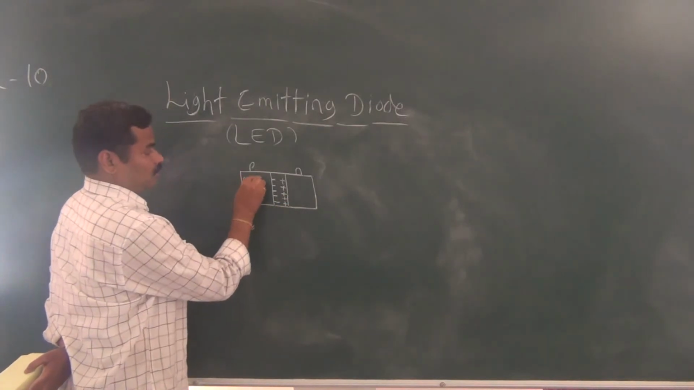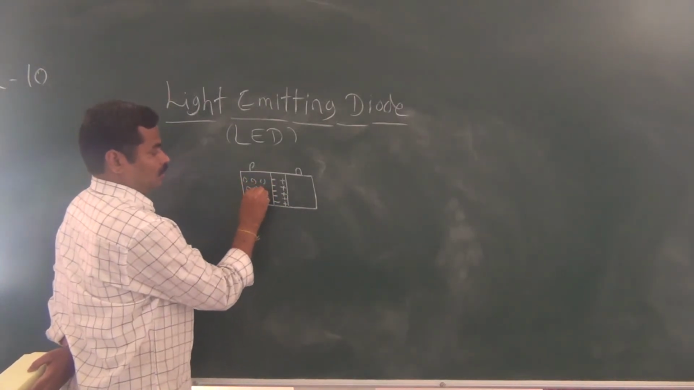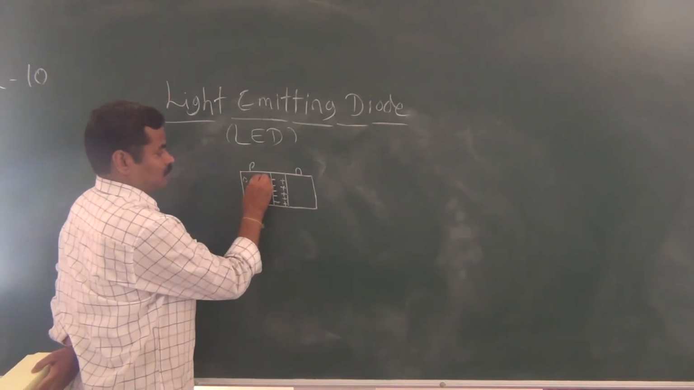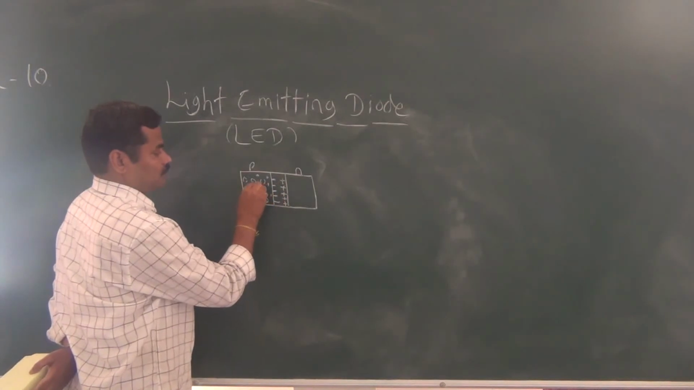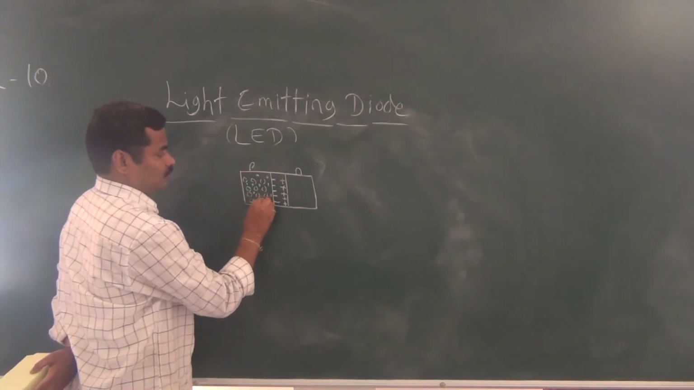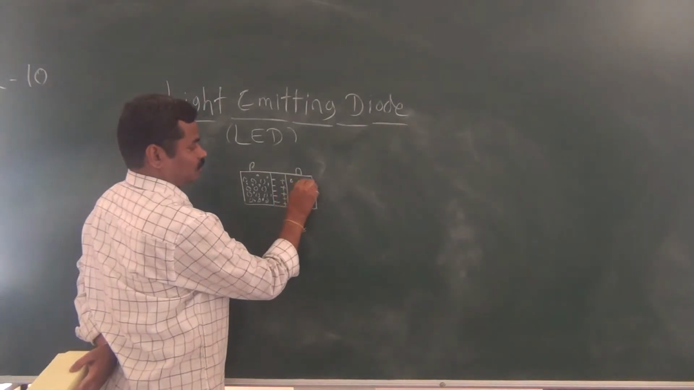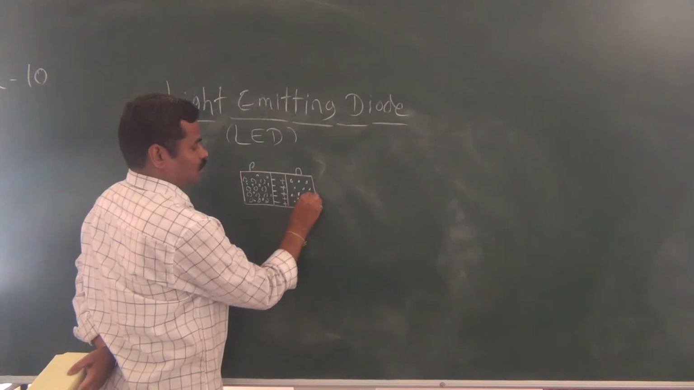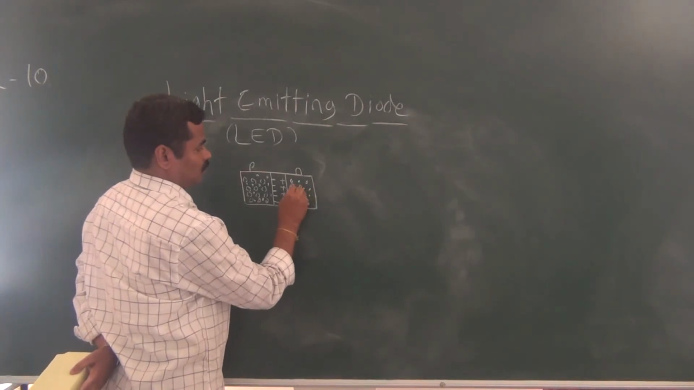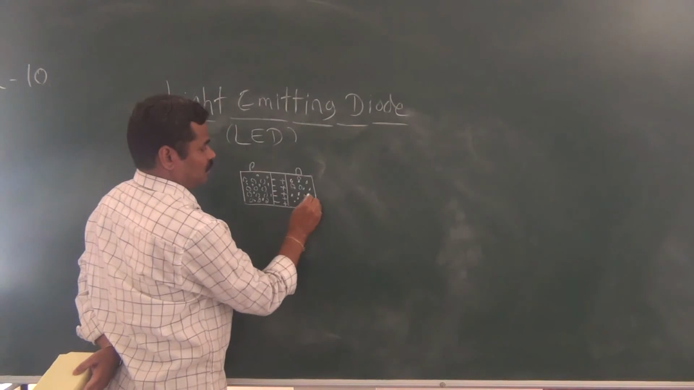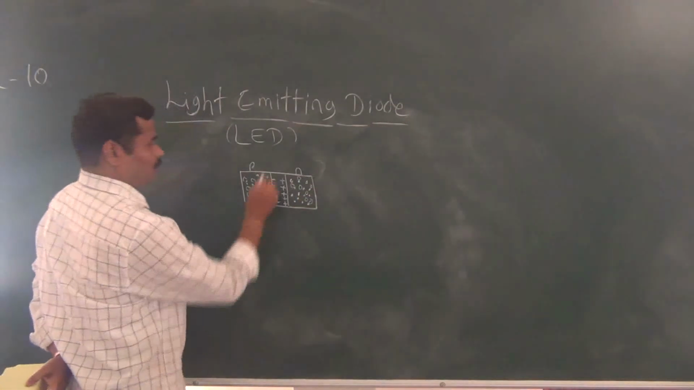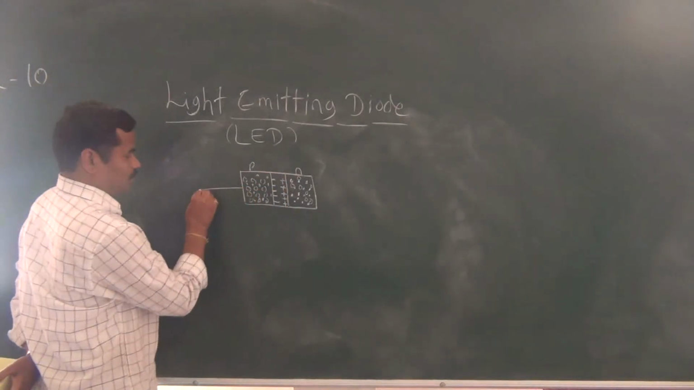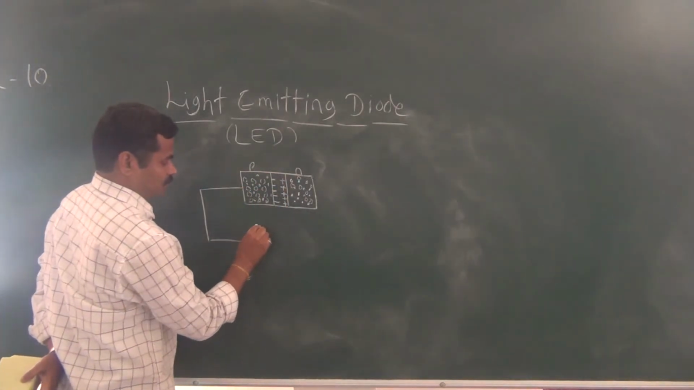Here the holes are majority carriers in the p side, and electrons are the majority carriers in the n side. No doubt we have electrons there, and here electrons are more. We also have holes as minority carriers, which means fewer holes are there as compared to the electrons. And here you are applying, as it is written, forward bias to the diode. It conducts in forward bias.